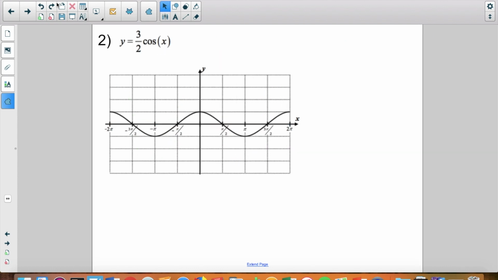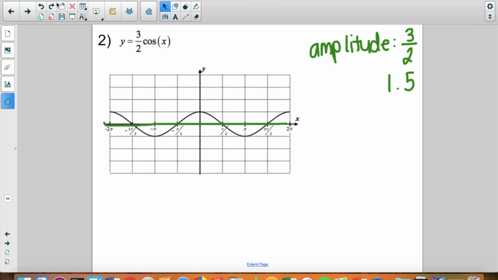Now let's try another one. This time our amplitude is 3 over 2. Now, if you're not comfortable with fractions, that's okay. 3 over 2 is the same thing as 1.5. So that tells us that our distance between the midline and the max, or the midline and the min, is 1.5.